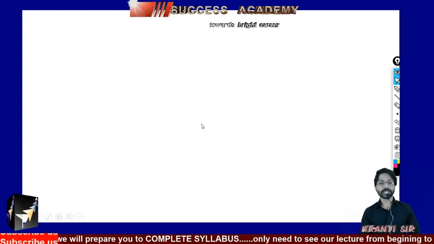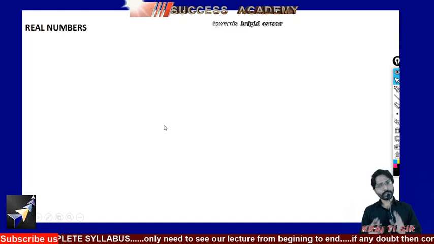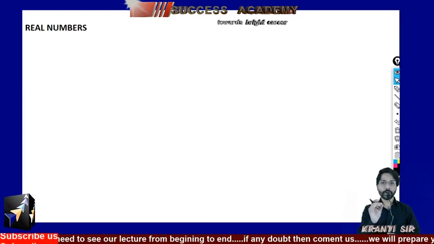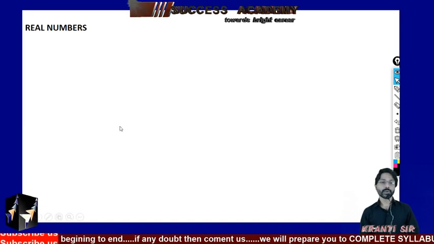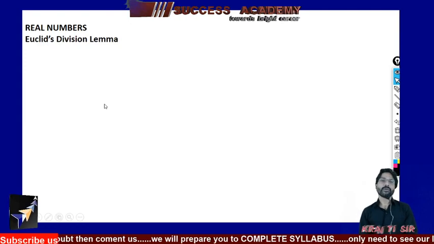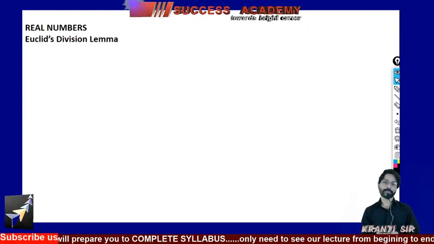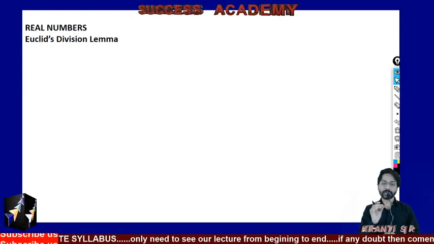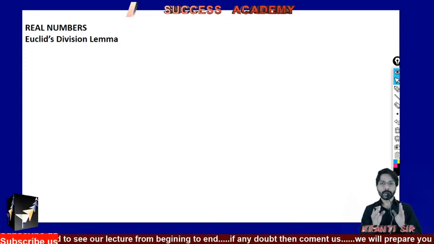So the first chapter is Real Numbers, and what actually the real numbers are, you know it very well from your previous classes. So we just have to start the main topic which is important from the point of view of the board. Okay, so the topic is Euclid's division lemma. Now what actually is it? Euclid's division lemma is actually an algorithm, which means it is a step by step way to find the solution about two positive integers, to find out the HCF. Now let's check it out.